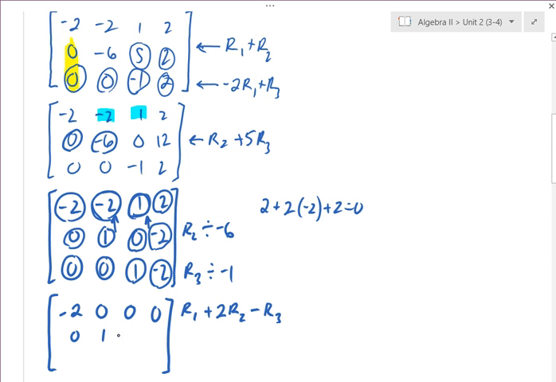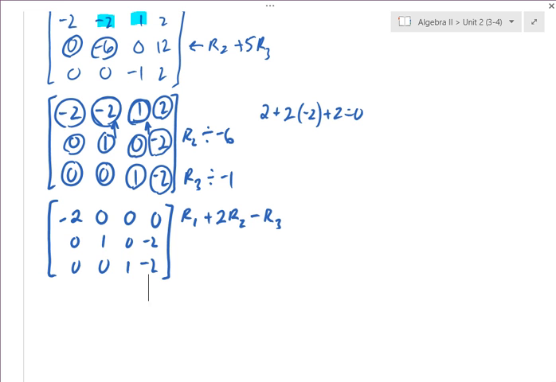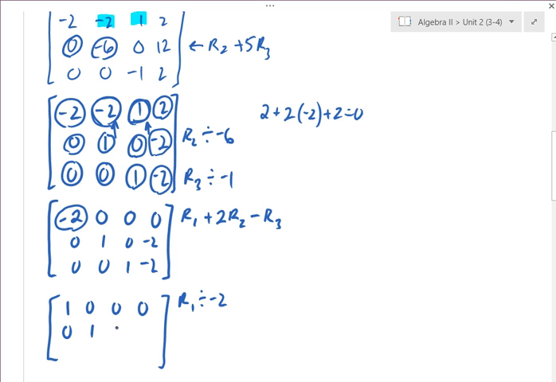And now we have 0, 1, 0, -2, 0, 0, 1, -2. Okay? We're almost in reduced row echelon form. The only thing we need, it's not that important to have a 1 here, but we're one step away. So to get that in reduced row echelon form, I would take row 1 and I would divide by -2. All right, so if I divide row 1 by -2, now I have all the zeros and the ones that I want. And so this is now in reduced row echelon form.